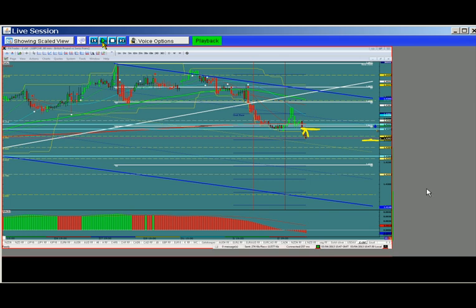All right, so if we had taken this trade, we were looking at 25. If we had taken that trade at 25, we'd be up 21 pips right now, and we'd be moving our stop to break even because we're going to hit the 4,300.